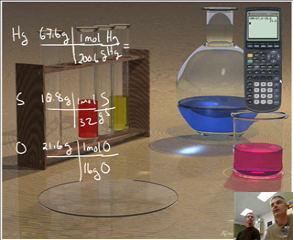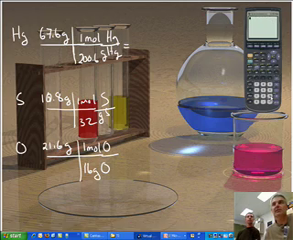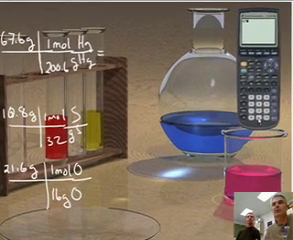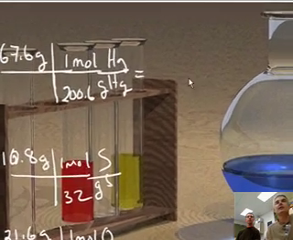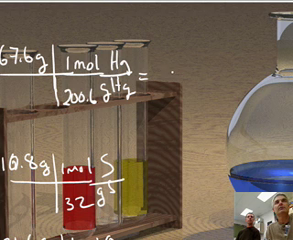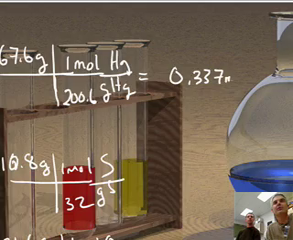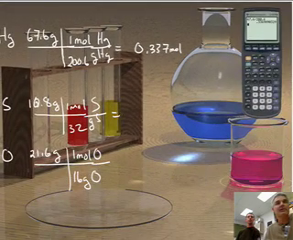So now I'm going to get the calculator out. Let's do this. 67.6 divided by 200.6 equals. Okay, I get 0.337 moles.